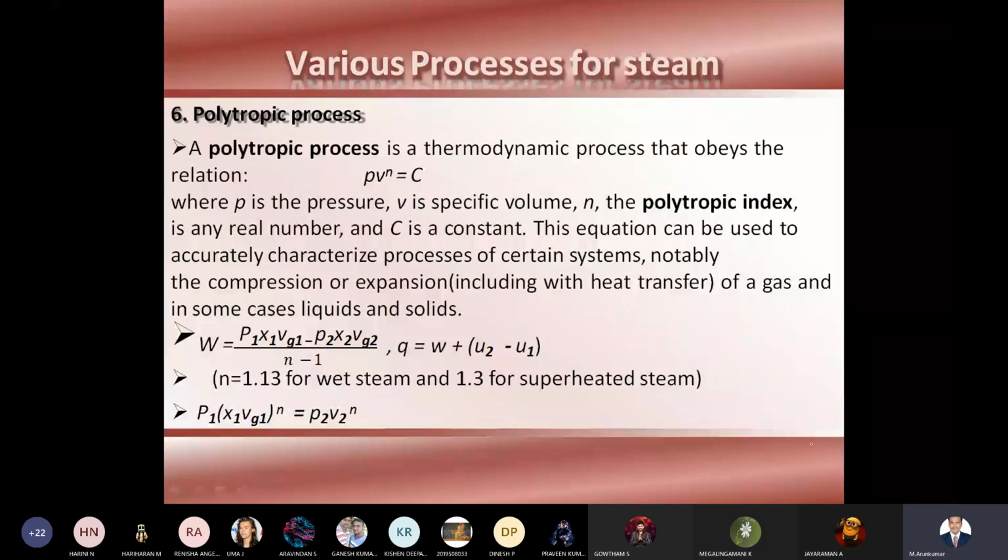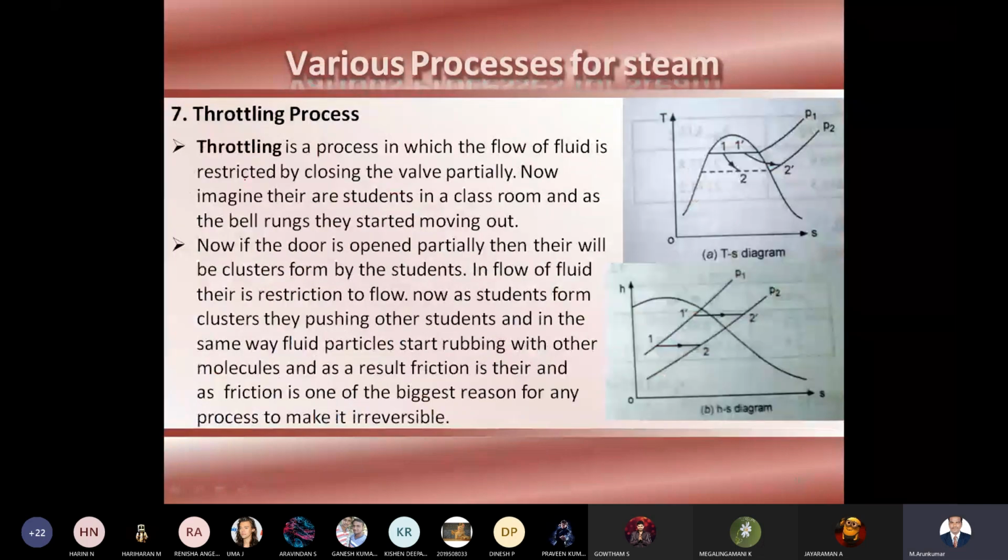Then for the throttling process, we have the TS diagram. So throttling is a process in which the flow of fluid is restricted by closing the valve partially. Now imagine there are students in a classroom, and as the bell rings, they start moving out. So this is the imagination for the throttling process. So what will happen? Now if the door is open partially, then there will be a cluster formed by the students. So in the flow of fluids, there is a restriction to flow.